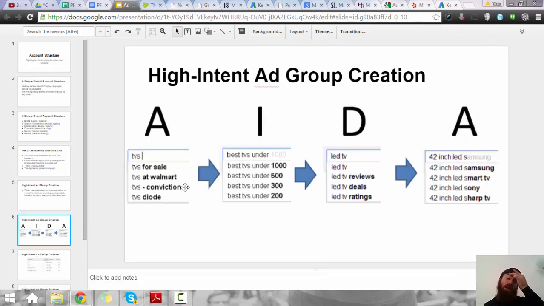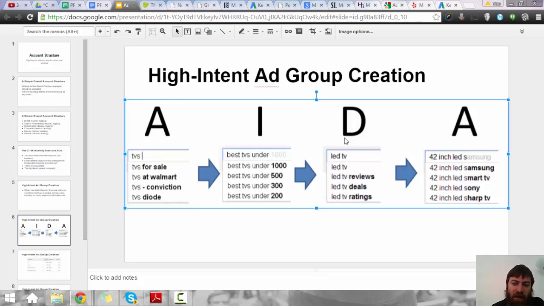So how do we define what's a high intent ad group? Well, first, we could look at TVs, and what you'll notice is I used AIDA just to kind of explain this. This is just somebody is kind of attentive. Somebody is interested if they're searching for best TVs under $1,000. Then once you start searching for LED TV, so this would be the same person. The same person might log on to Google and start looking at TVs.